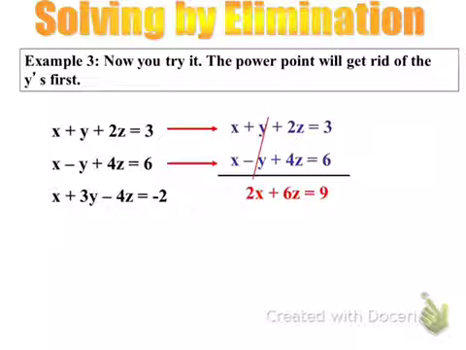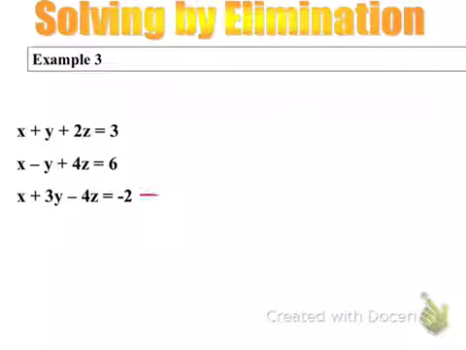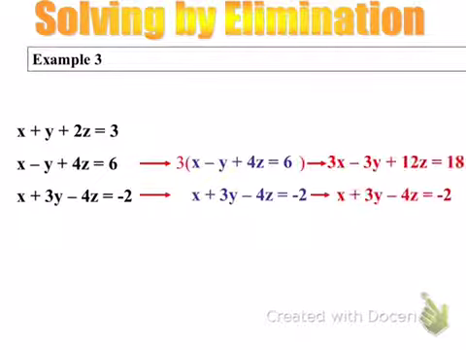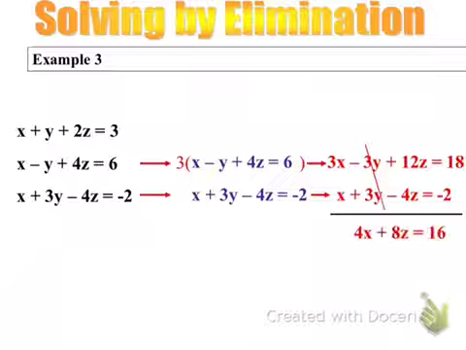Once you add the first two equations to eliminate y, you have to pick two more equations to eliminate y. Most people that I've looked at chose to use the second equation and the third equation and multiply the second equation by 3. Which gives you 3x minus 3y plus 12z equals 18. X plus 3y minus 4z equals -2. So when you add those two equations together, you get 4x plus 8z equals 16.